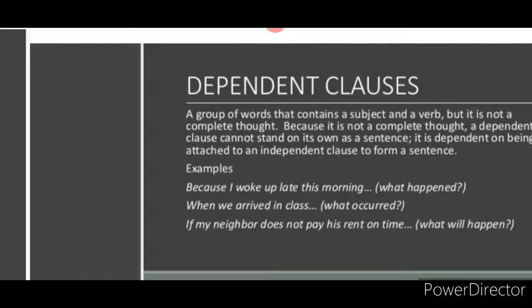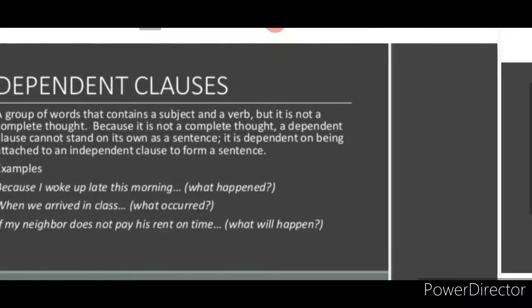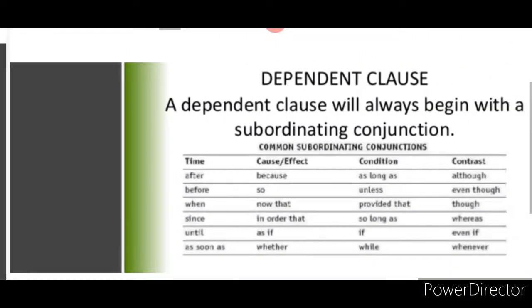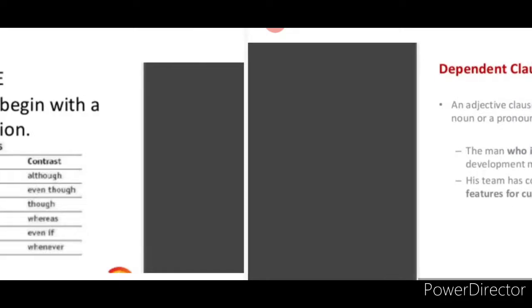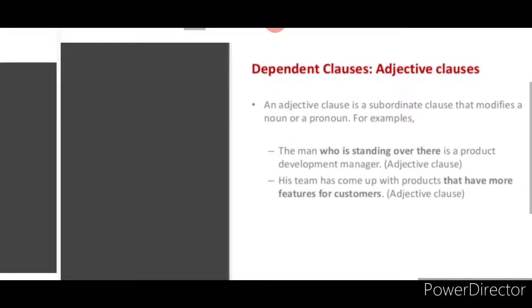Okay children, finally this dependent clause is further divided into three types. What are they? Adjective clause, adverb clause and noun clause.